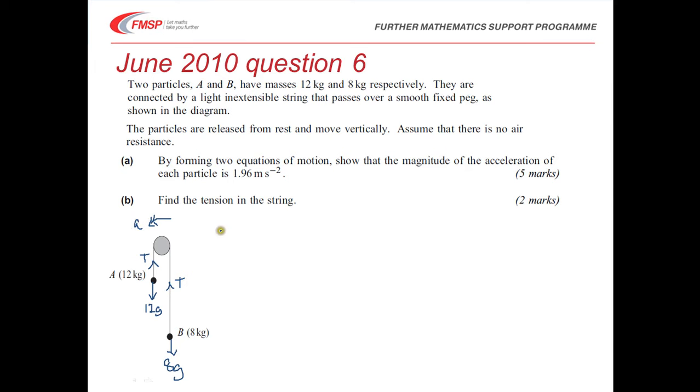So in part A then, we'll take each particle in turn because it says by forming two equations. One of those equations will be for particle A and the other will be for particle B. So particle A is going to move downwards, so we need the resultant force. So we're going to be using F equals ma, Newton's second law. F is the resultant force. So there's a force of 12g acting downwards and a force of T acting upwards. So the resultant force downwards is 12g minus T, and that will be equal to the mass 12 times the acceleration.